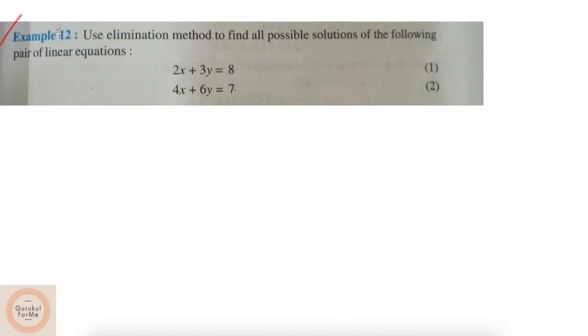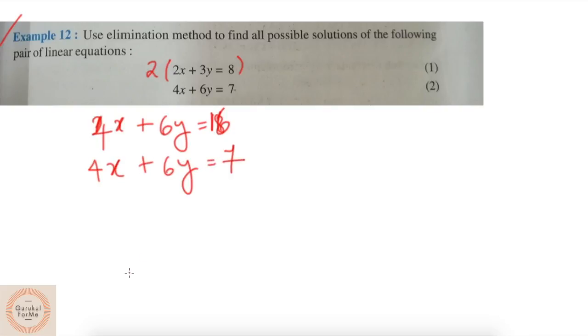Now if you look at example number 12, what does it say? It says use elimination method to find the answer. What is the equation? Can I say that let's eliminate either x or y, and can I now say that let's try to eliminate y here? So can I multiply the above equation with 2? Yeah, so what will happen is 4x plus 6y is equal to 16. And 4x plus 6y is equal to 7.